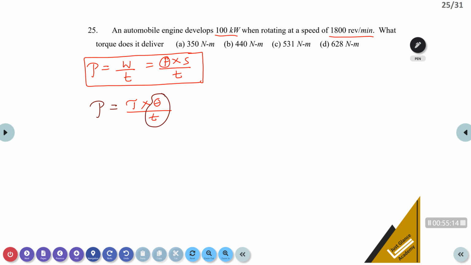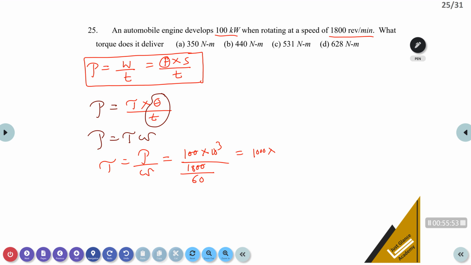Here you see, what is theta by t? Power equals torque into omega. All the time we can't remember all the formulas; just within 2 seconds you can translate this. He is asking torque, which equals power divided by omega. What is the power? 100 kilowatt, that means 100 into 10 to the power of 3. Omega equals 1800 divided by 60, so these two get cancelled. This becomes 1000.